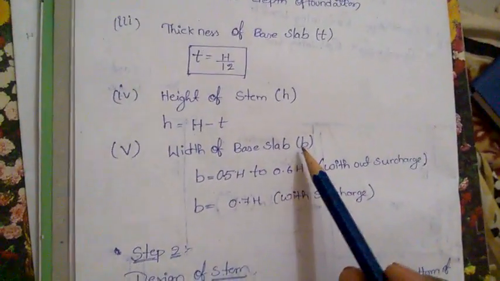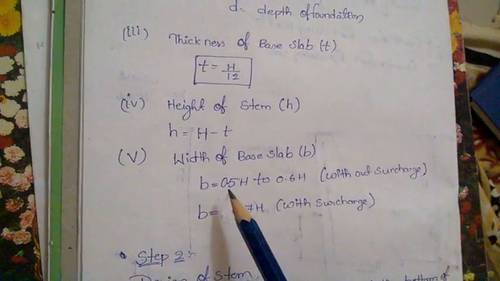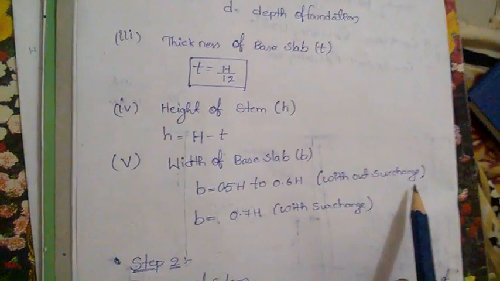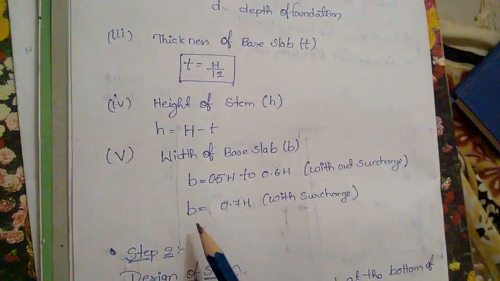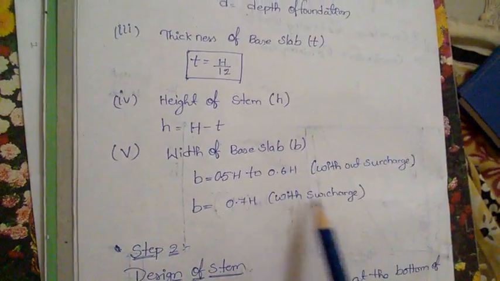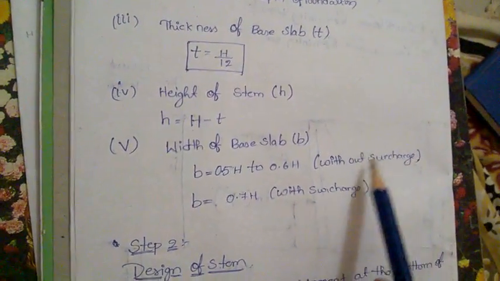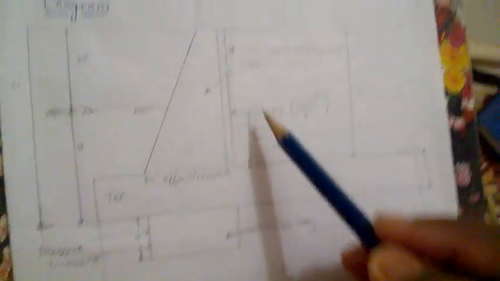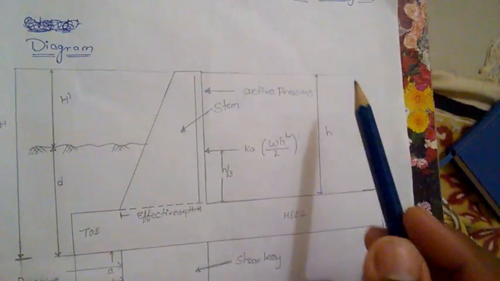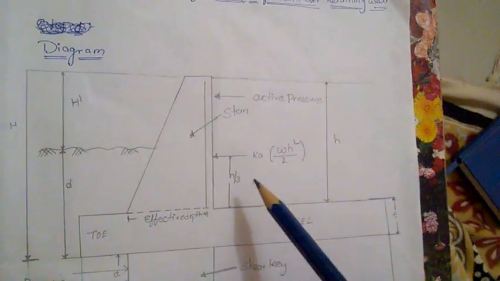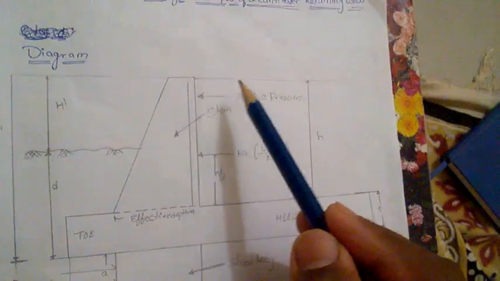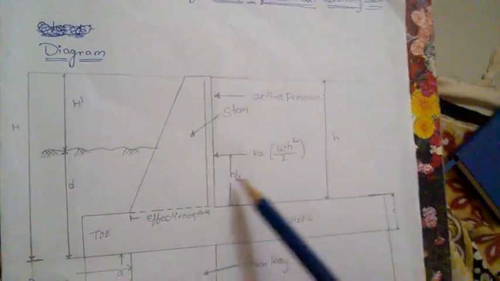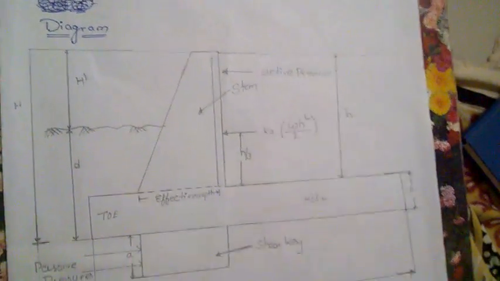Next, width of the base slab, B. B is equal to 0.5 h to 0.6 h without surcharge. B is equal to 0.7 h with surcharge. What is meant by surcharge? Surcharge is nothing but the soil weight, the amount of soil or any particle that requires. Actually, we will consider it as soil. The surcharge means it's extra loading. Okay, that is a surcharge.